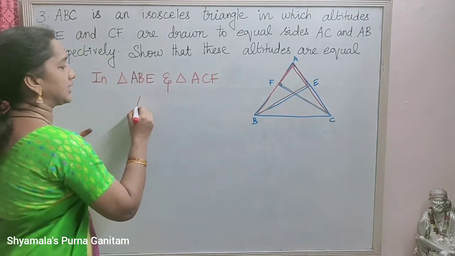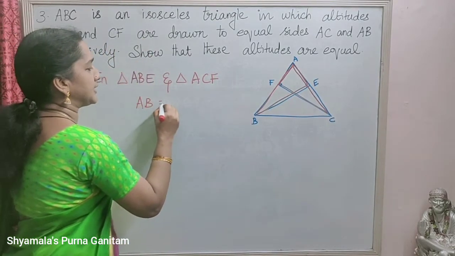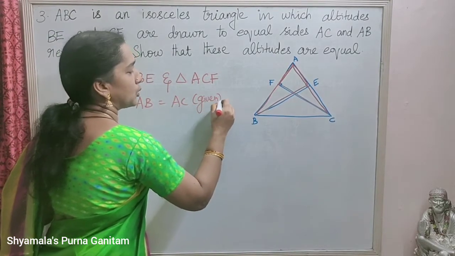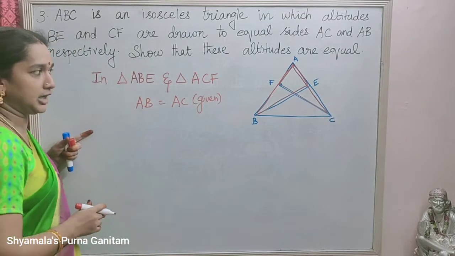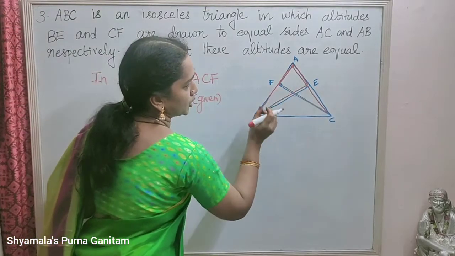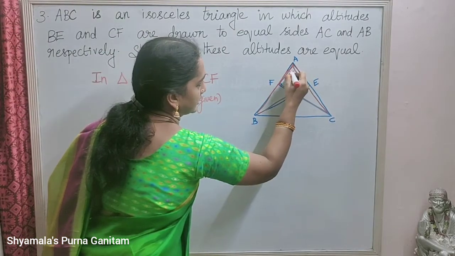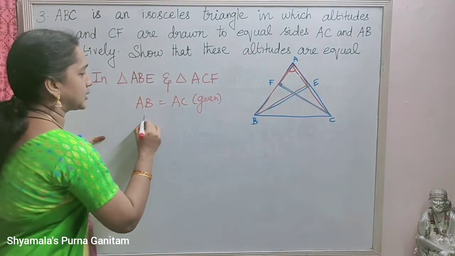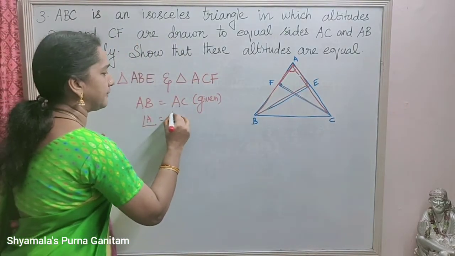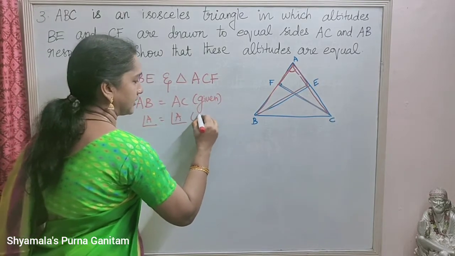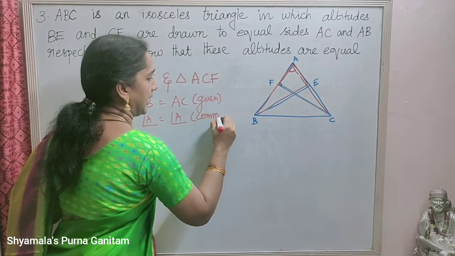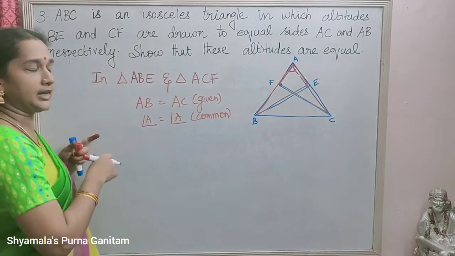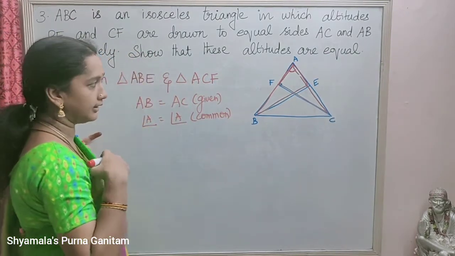In the question itself, it is given that AB is equal to AC. So one side is given equal, and when you take these two triangles, this angle A is common to both the triangles. So we will write angle A is equal to angle A.